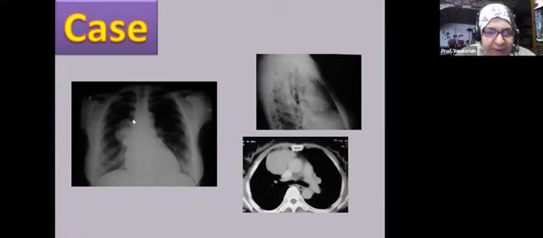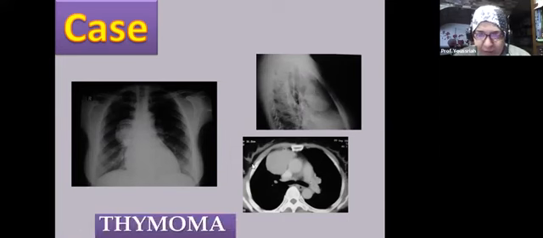Another case, we have here a lesion abutting the mediastinum, merging medially with the mediastinum, with a lateral margin in the region of the right hilum. This means I'm dealing here with an anterior mediastinal lesion. It's also seen in the lateral study, and in the CT, as you can see, there is a soft tissue lesion anteriorly, which was a thymoma.